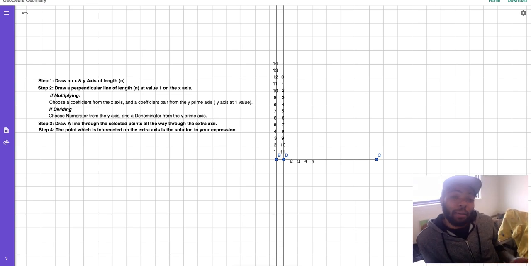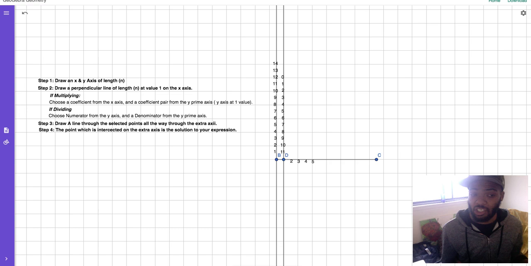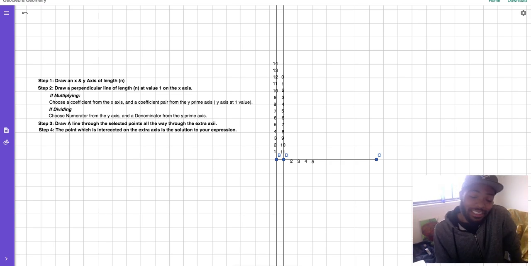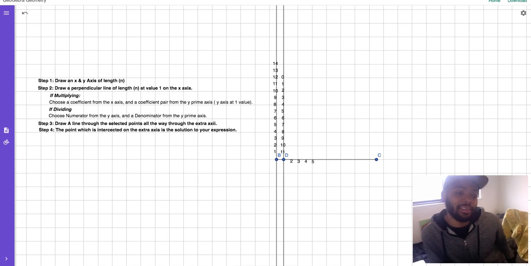So step one is to just draw an x and y axis of length n. Now n represents the entirety of the number that you want to divide. So in our case, we're going to use n equals 12. And the reason being is just 12 is a lovely divisible number. I mean, no other reason than that. I like 12 because it divides by a lot of things.